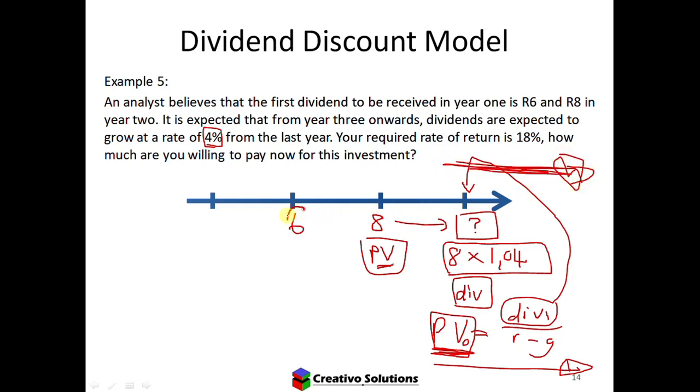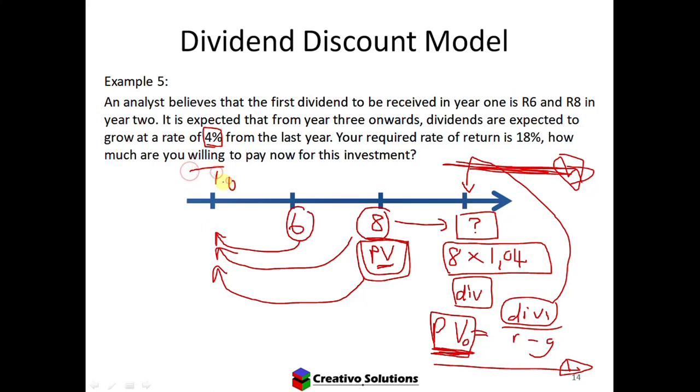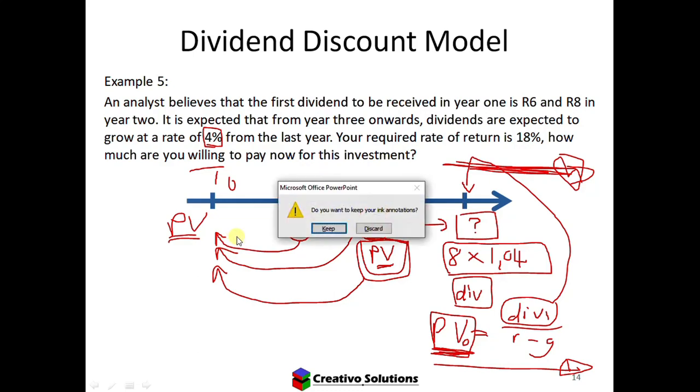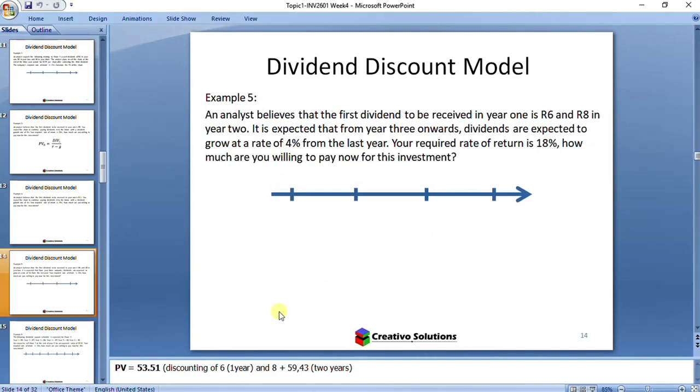Right, then you've got the 8 Rand dividend, and then you've got this one amount representing all the future cash flows. Those amounts you're going to be discounting back in time to time 0, and that's going to give you your share price, which is your estimated PV. Just to give you an answer, once you've done the calculation, there's your answer. PV is 53 Rand and 51 cents.